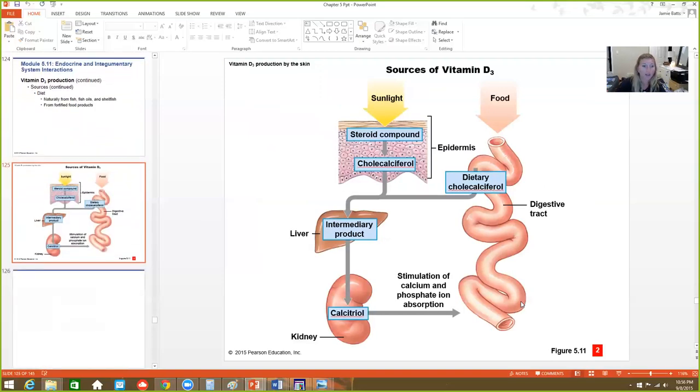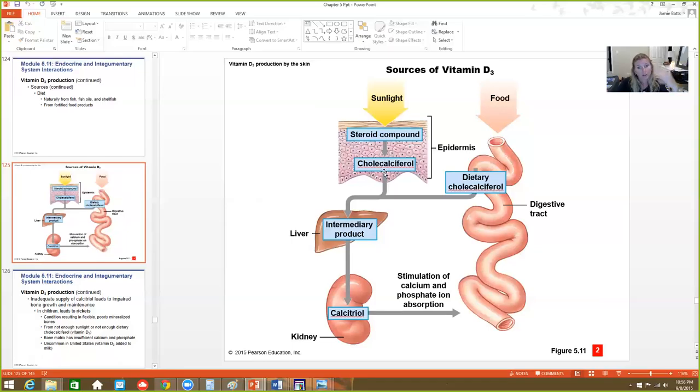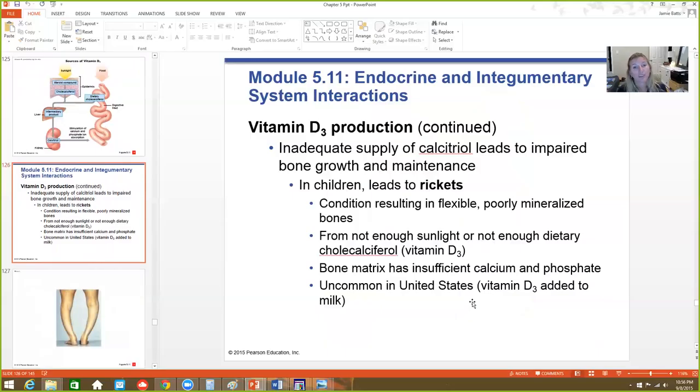This is showing you the overall process. You have sunlight converting a steroid compound that's naturally found in our skin cells into cholecalciferol. It's converted into an intermediary by the liver, calcitriol by the kidneys, ultimately affecting how our small intestines absorb calcium and phosphate. So with an inadequate supply of calcitriol, you can have impaired bone growth, something like rickets in children where you have flexible, very poorly mineralized bones.